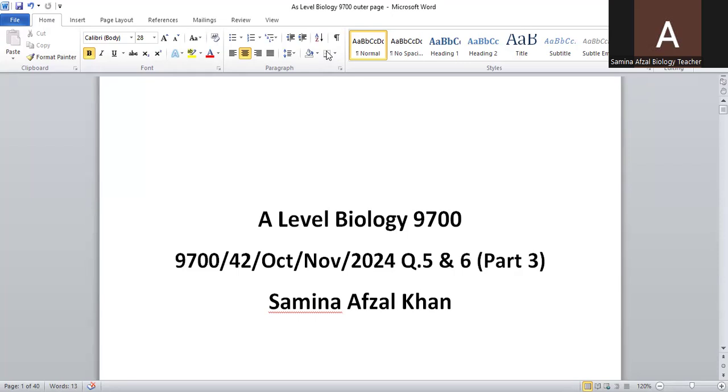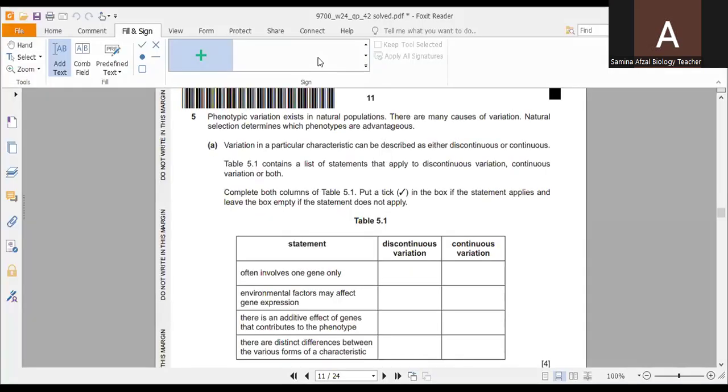Question number 5: phenotypic variations exist in natural populations. There are many causes of variation. Natural selection determines which phenotypes are advantageous. Variation in a particular characteristic can be described as either discontinuous or continuous. Table 5.1 contains a list of statements that apply to discontinuous variation.